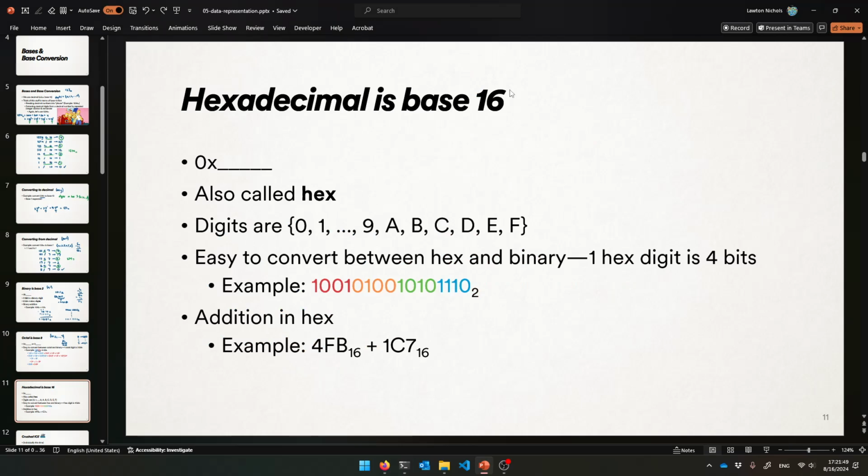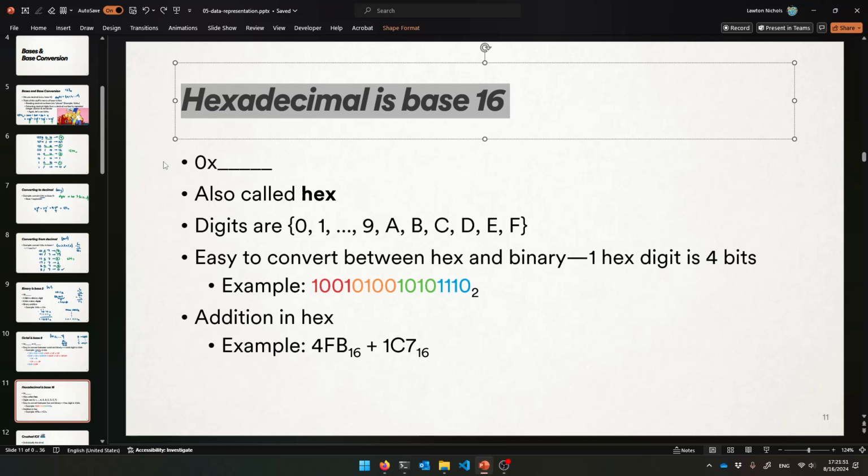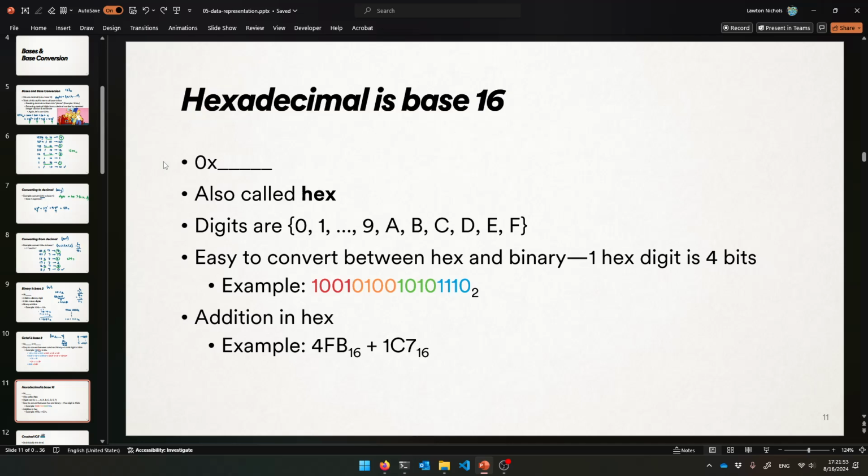Hexadecimal is another very important one. That's base 16, of course. So this one's fun because you get extra digits now. Base 16 means you have 16 digits before you need a new place. So you have 0, 1, 2, all the way to 9, and then you go after 9 because you have 16 digits to work with before you need a new place.